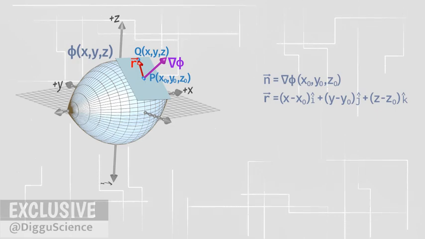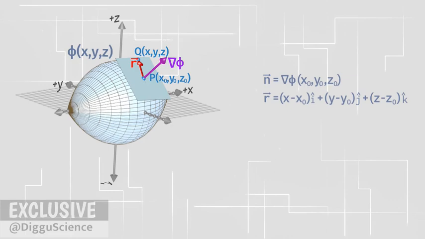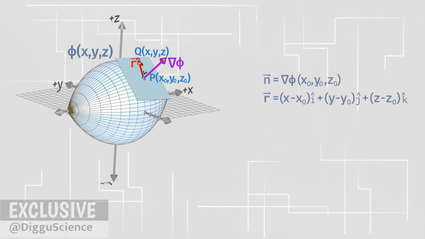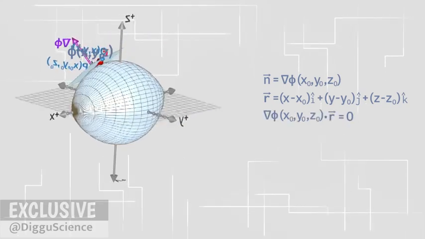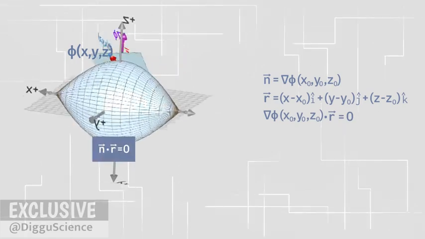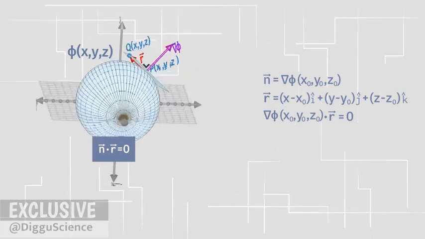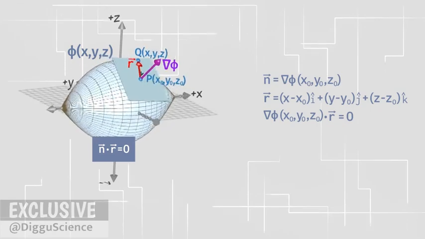Because vector r is on the plane surface and grad phi is normal to the plane surface, the angle between vector r and grad phi is 90 degrees. Based on the concept of dot product, grad phi dot vector r is equal to 0, or vector n dot vector r is equal to 0. From here we can calculate the equation of a plane surface.